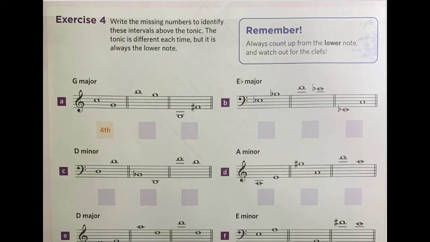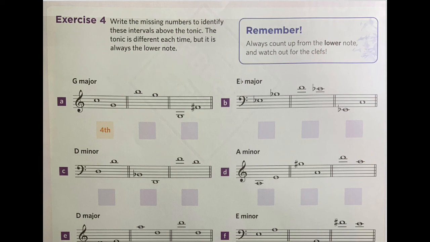On exercise 4, they're asking us to write the missing numbers to identify these intervals above the tonic. The tonic is different each time, but it's always the lower note. That is so helpful. Always count up from the lower note. And watch out for the clefs.